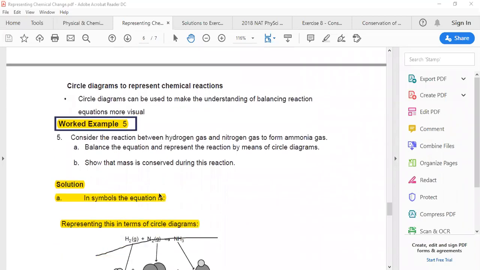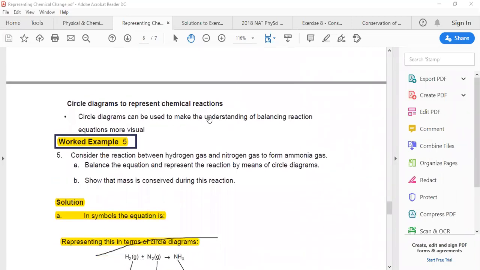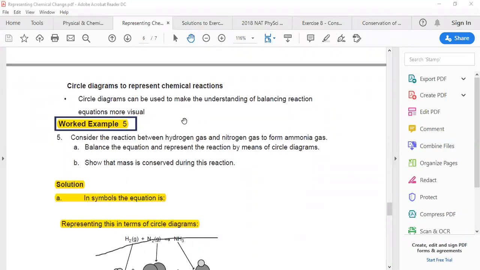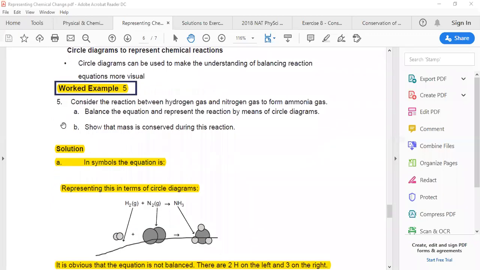Yes. Right, then circle diagrams. Sometimes you might be requested to draw circle diagrams. That will be the application of the models of molecules that we spoke about. Circle diagrams can be used to make the understanding of balancing reactions easier. Here is an example. Consider the reaction between hydrogen gas and nitrogen gas to form ammonia gas. Balance the equation and represent the reaction by means of circle diagrams.